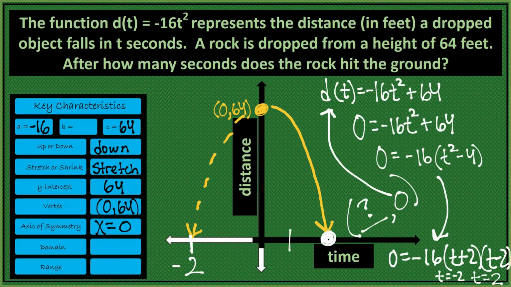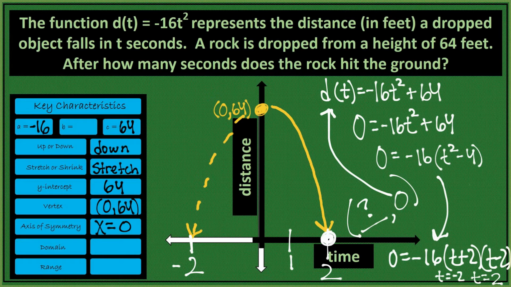So this would be 1 second. This would be 2 seconds. And so the answer to the question, after how many seconds does the rock hit the ground? The rock hits the ground after 2 seconds. Now, what does this mean about the domain and the range?